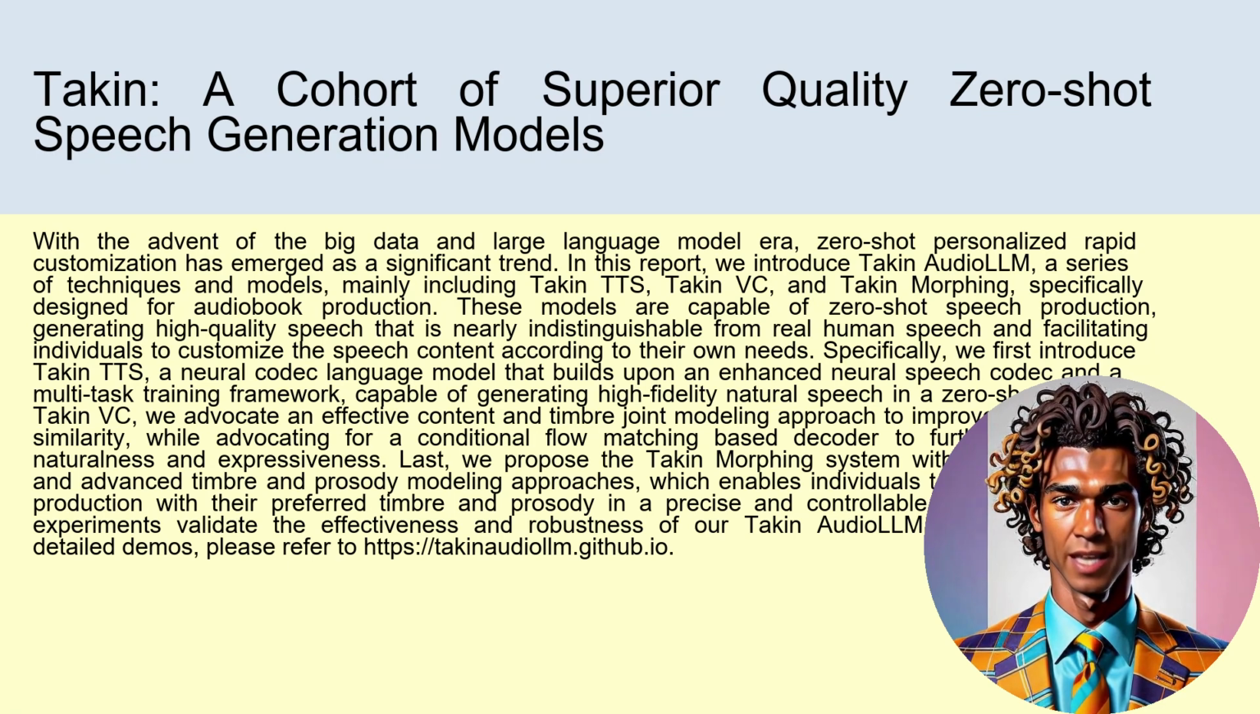Taken TTS, a key model in the series, focuses on generating high-fidelity natural speech, while Taken VC excels at mimicking speaker characteristics. Taken Morphing provides a way to control the speech's tone and rhythm to suit individual preferences. The research concludes that these models are effective and robust, as evidenced by their impressive performance in experiments.